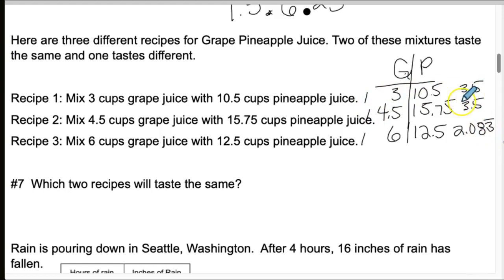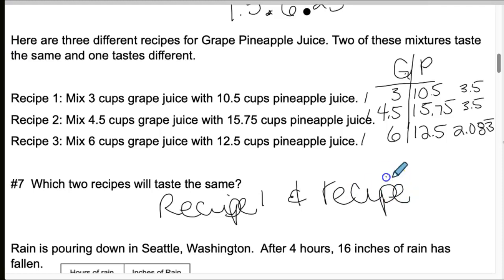These two have the same constant, so they are the same ratio, which means one is just a little bit more juice than the other one. This one is a little bit larger, but they're the same proportions. So recipe 1 and recipe 2 are the same, so they would taste the same, even though one glass has more juice in it than the other one.